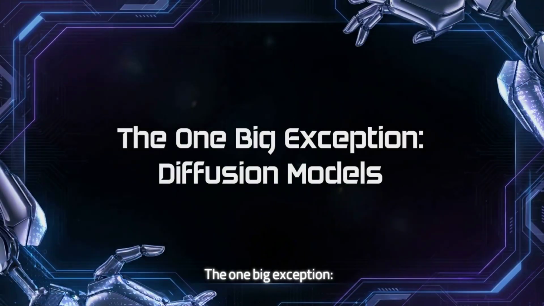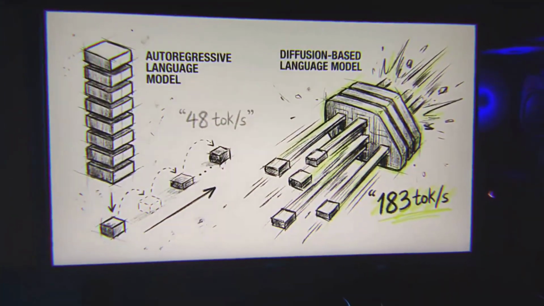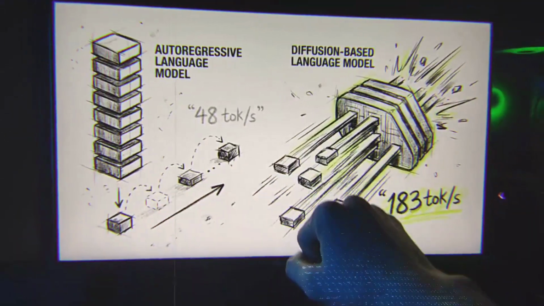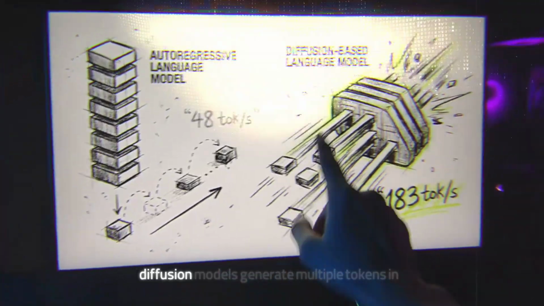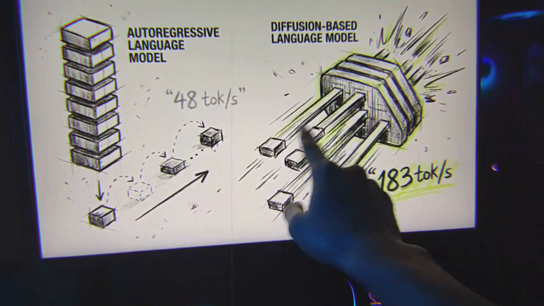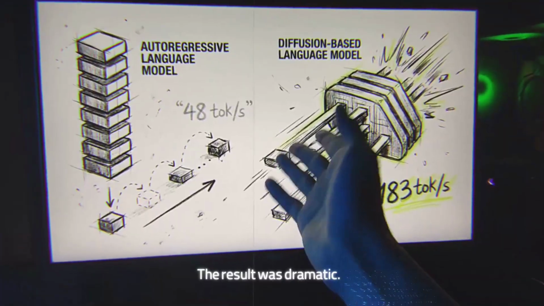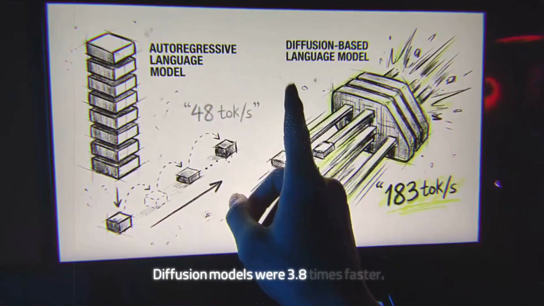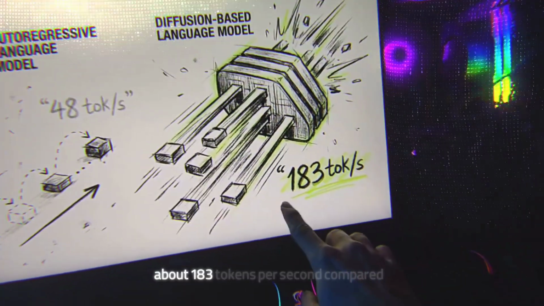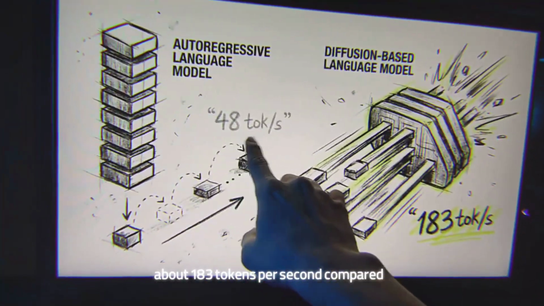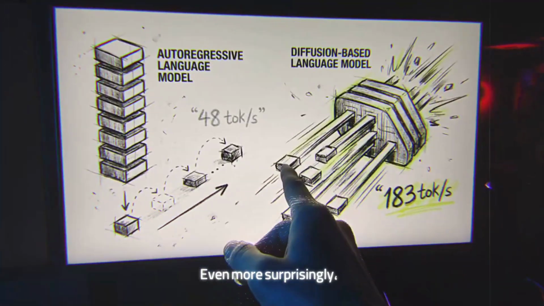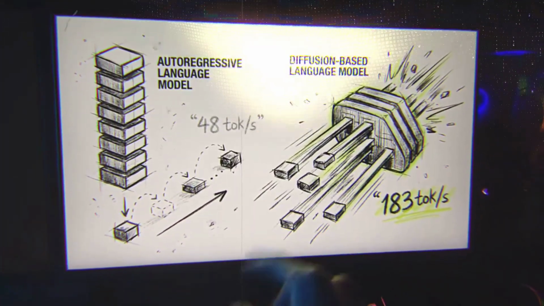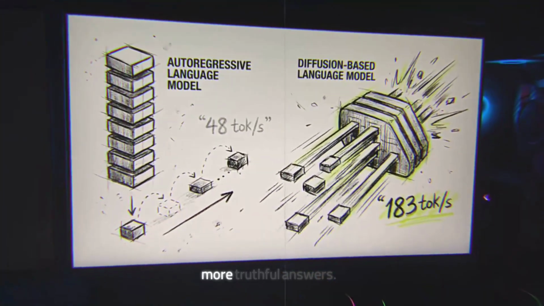The one big exception, diffusion models. But one architecture broke this pattern, diffusion language models. Unlike autoregressive models that generate one token at a time, diffusion models generate multiple tokens in parallel. The result was dramatic. Diffusion models were 3.8 times faster, about 183 tokens per second compared to 48 for standard models. Even more surprisingly, they showed better factual accuracy, less hallucination, more truthful answers.